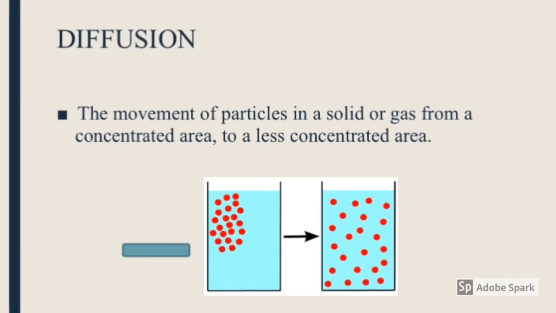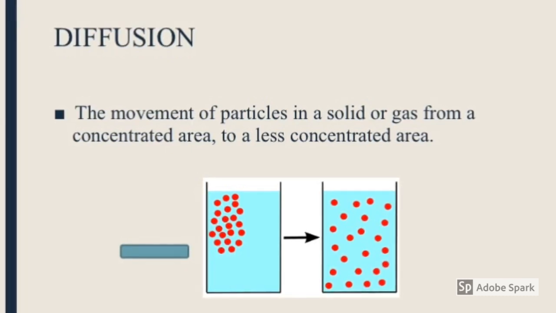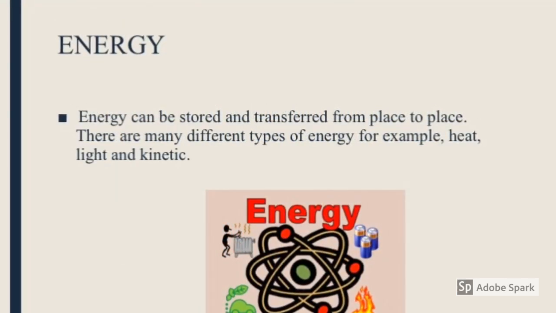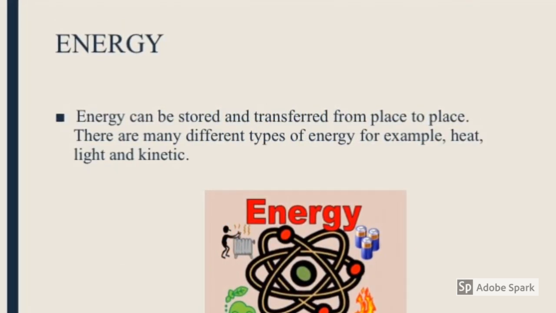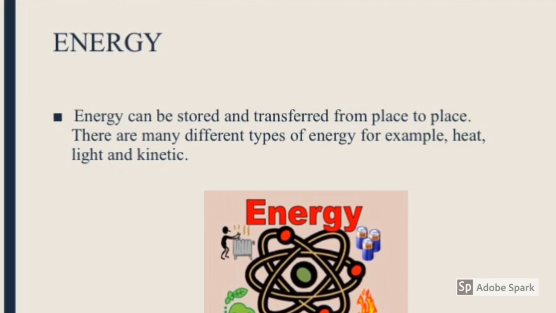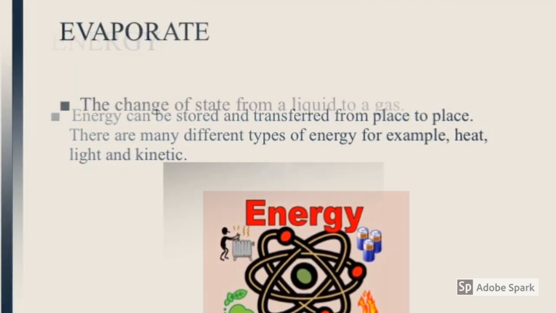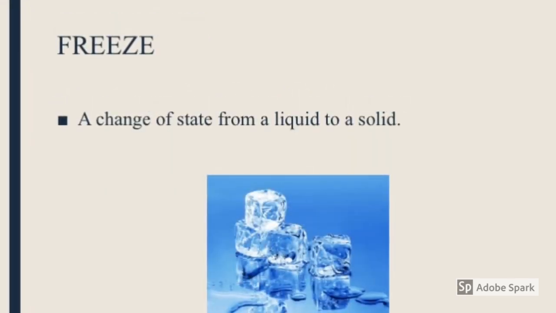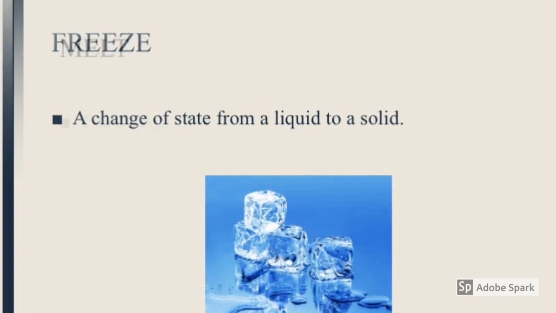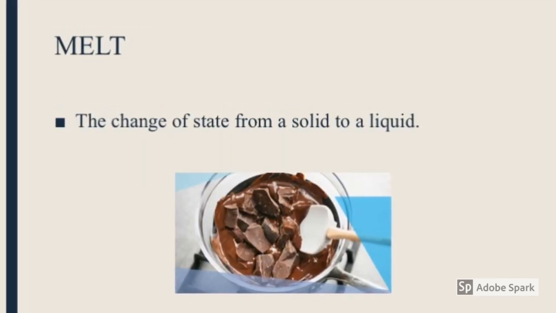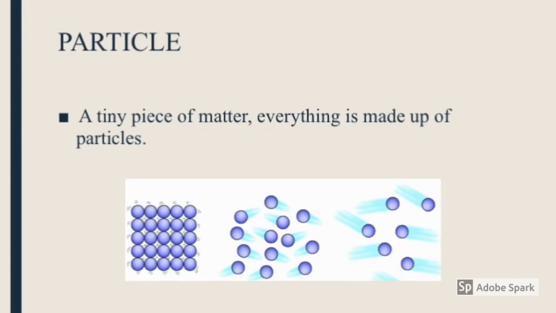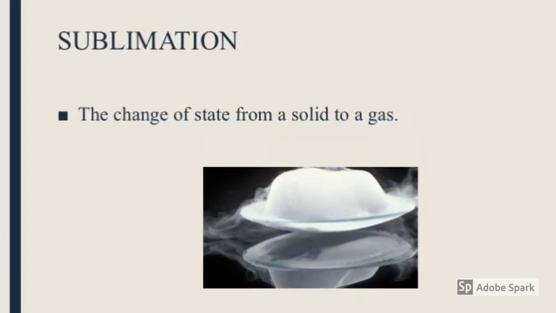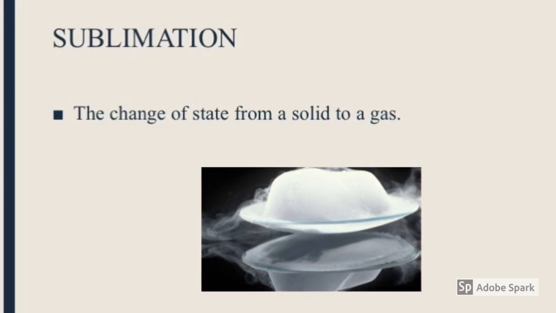Diffusion. The movement of particles in a solid or gas from a concentrated area to a less concentrated area. Energy. Energy can be stored and transferred from place to place. There are many different types of energy, for example heat, light and kinetic. Evaporate. The change of state from a liquid to a gas. Freeze. A change of state from a liquid to a solid. Melt. The change of state from a solid to a liquid. Particle. A tiny piece of matter. Everything is made up of particles. Sublimation. The change of state from a solid to a gas.